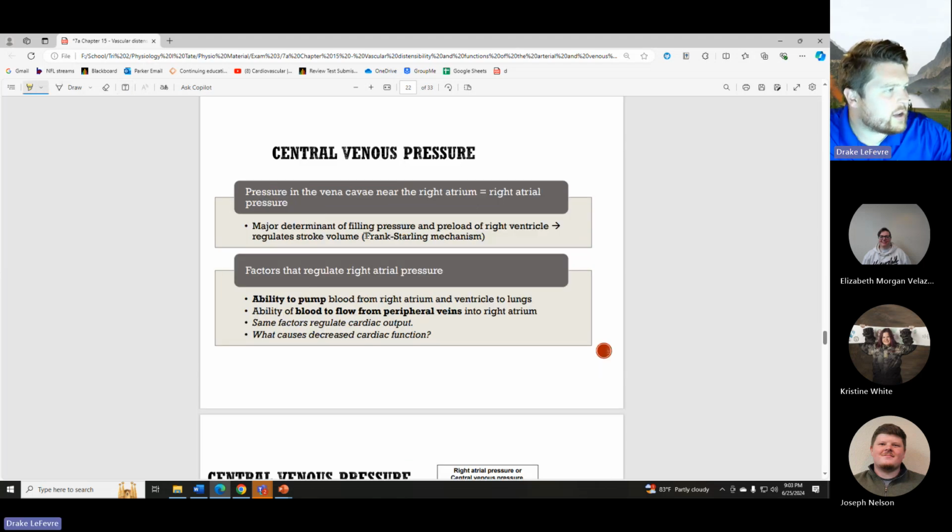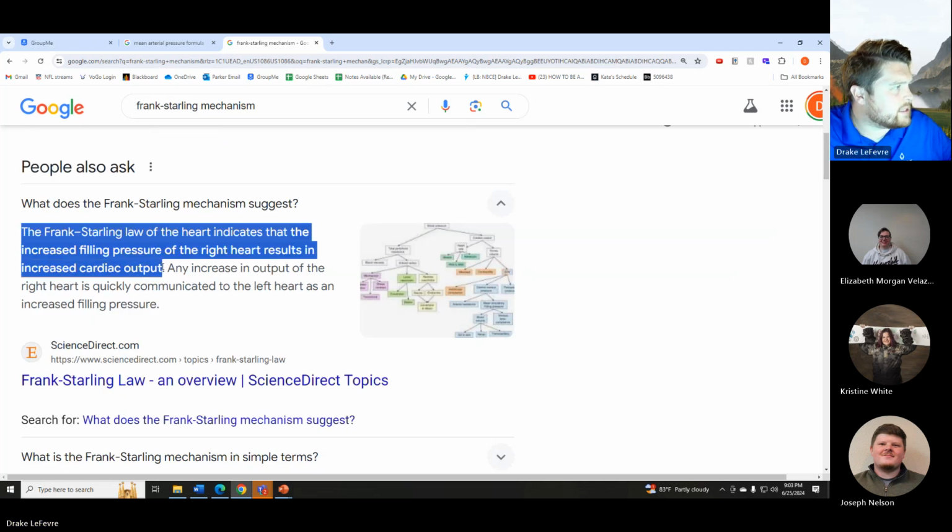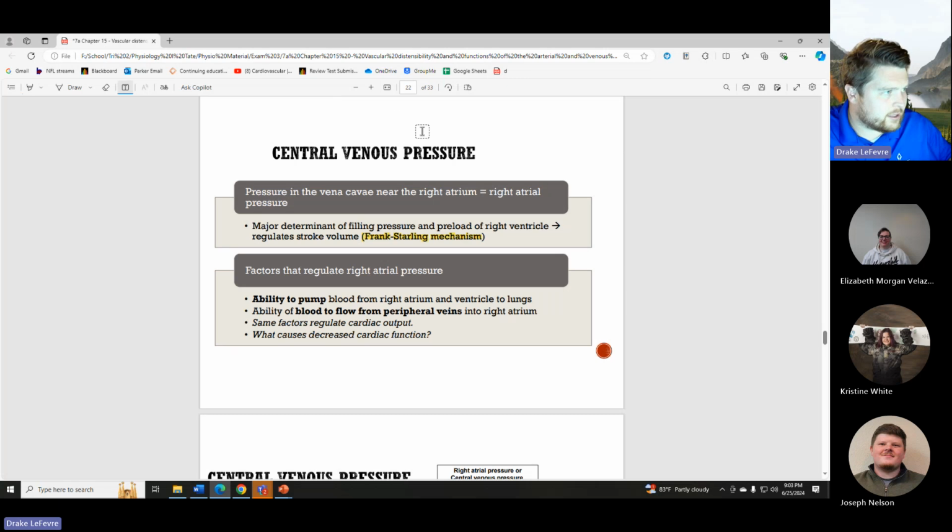There's typically a question about Frank-Starling mechanism. So the pressure in the vena cava. I feel like that mechanism is typically mentioned later. This is Frank Starling mechanism: basically, put more blood into the heart, get more blood out of the heart. That's Frank Starling. That's typically a test question.